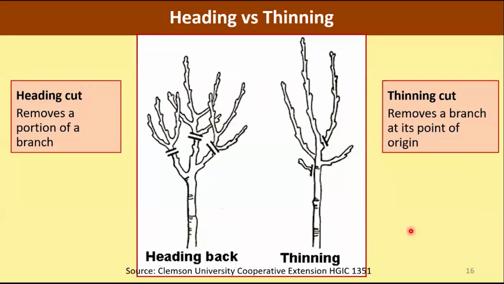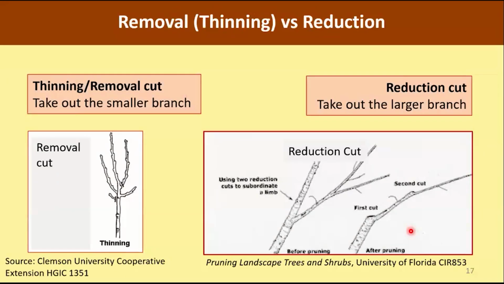There are three common pruning cuts. We're going to look at two, heading and thinning here. The heading cut takes off a portion of a branch, and when those cuts remove the auxin, the rest of the plant responds with vigorous growth and makes it bushy. A thinning cut removes the branch at its point of origin to give us a more open plant. And the third cut, reduction cut, is used in structural pruning.